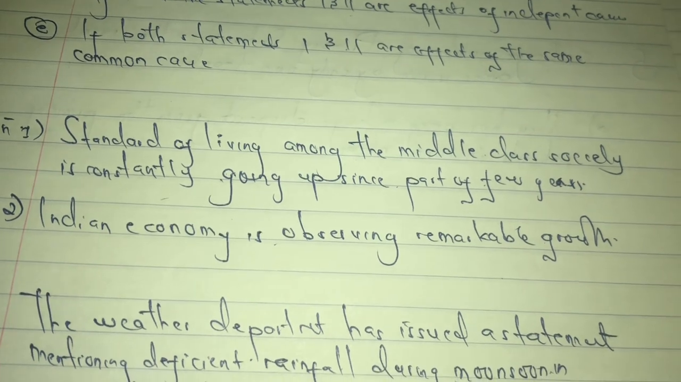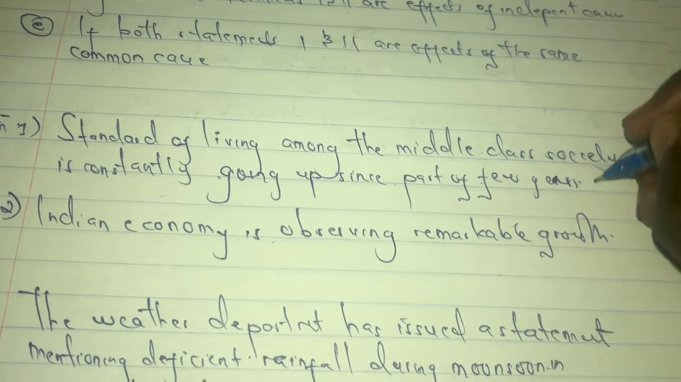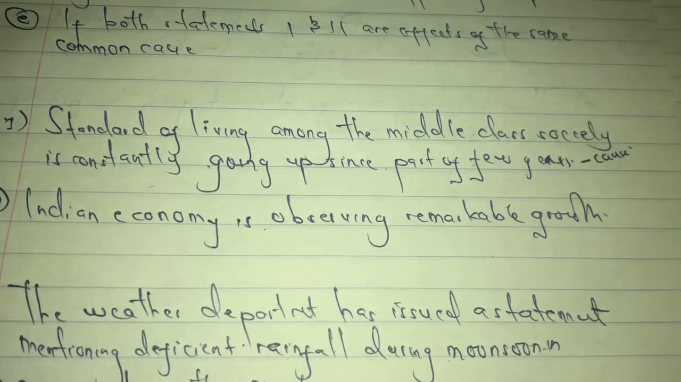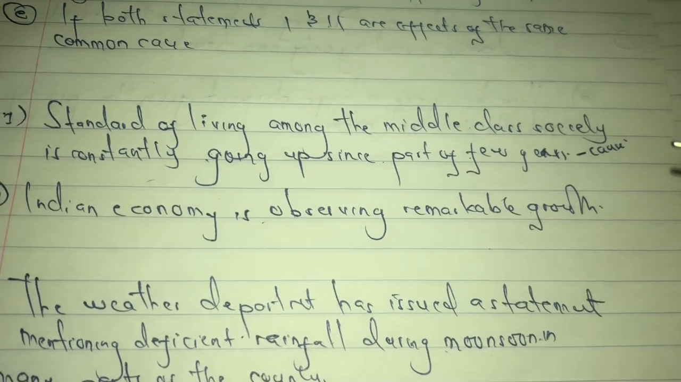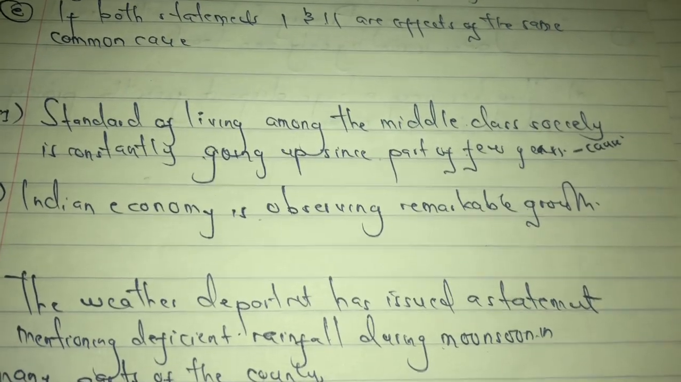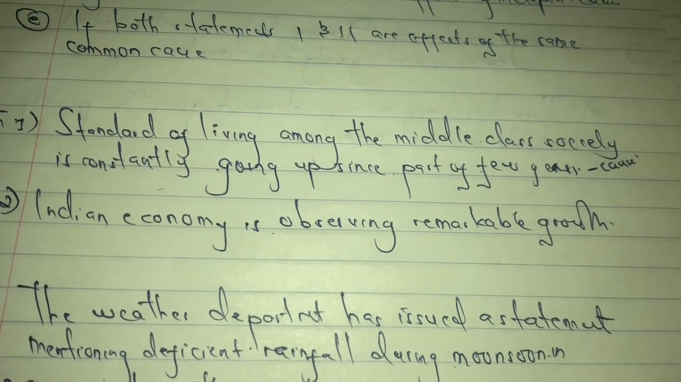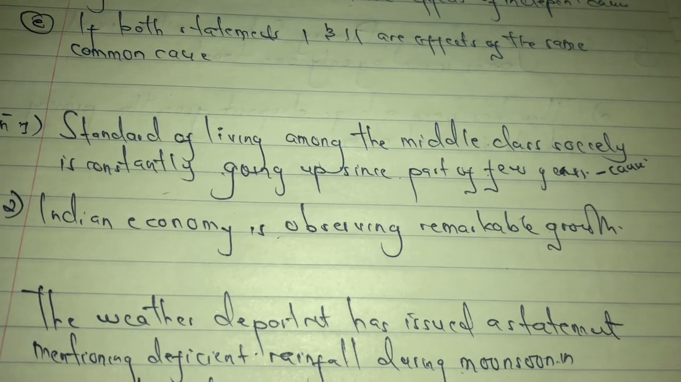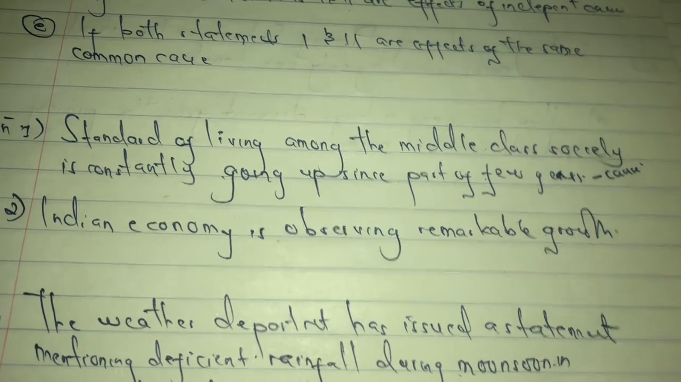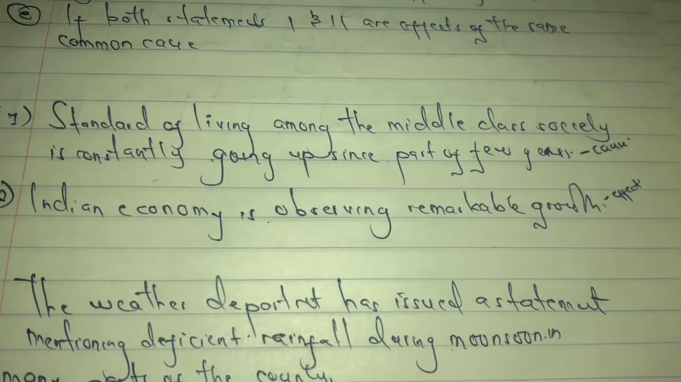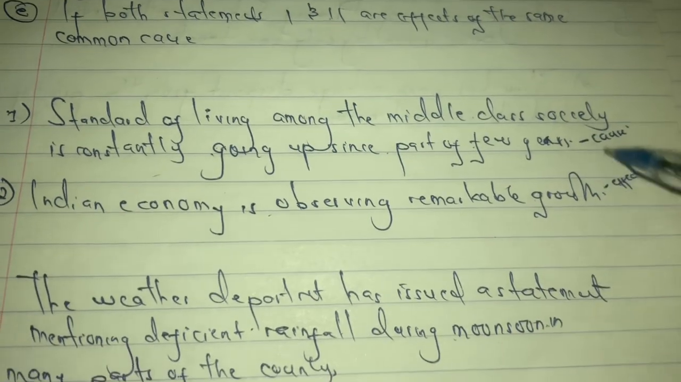So when you even read this statement, this is actually a cause, because this standard of living is not an effect, but it is the cause. The standard of living of the middle class is a cause, and it is causing something. When you look here, they're saying the Indian economy is observing remarkable growth. That is now actually the effect. It can either be positive or negative, but this is a positive effect.